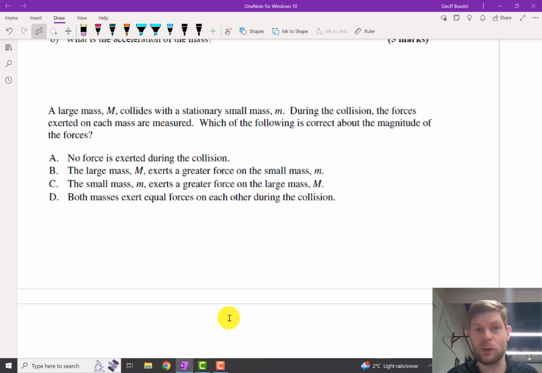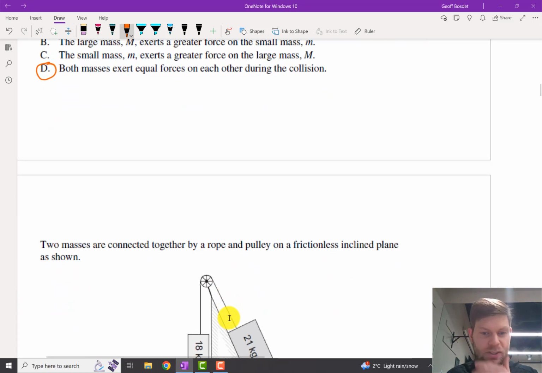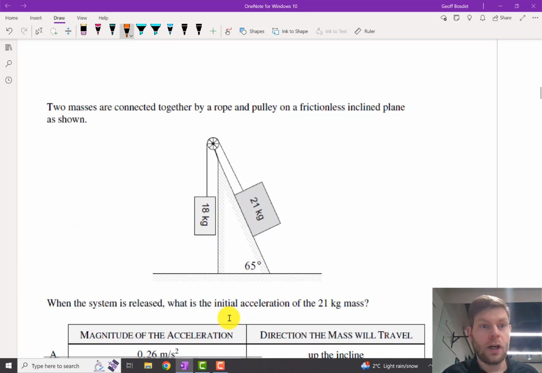Anytime something pushes or pulls on something else, there's an equal and opposite reaction. So both masses exert equal forces on each other during the collision. They'll have very different accelerations because they have different masses, but the forces will be the same no matter what. Newton's third law. For every action, there's an equal and opposite reaction.